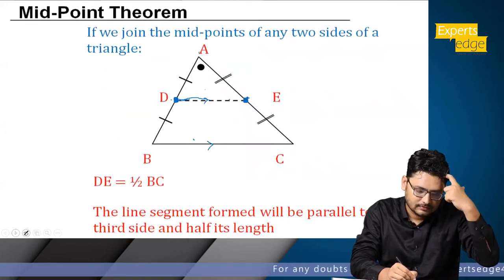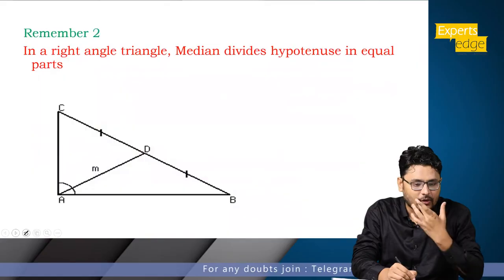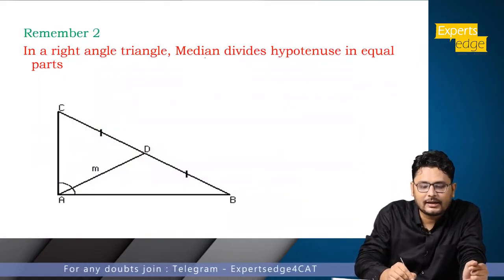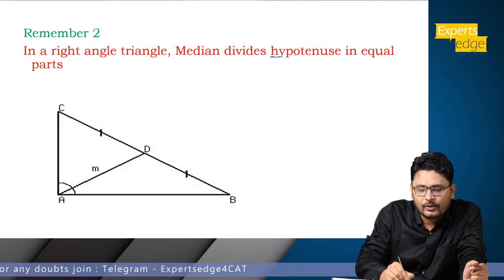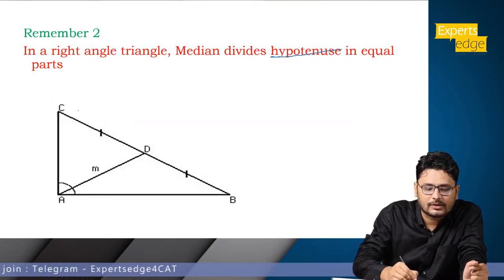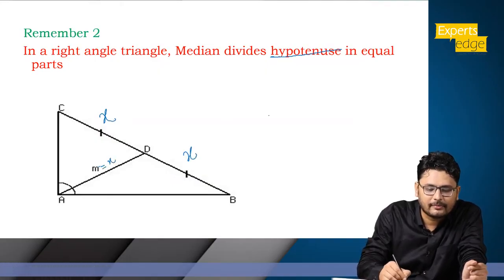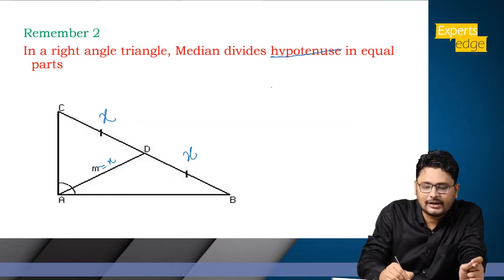This is the theorem. Now also remember a very important point. In a right angle triangle, median divides hypotenuse into two equal parts. ओके, सो अगर ये मेरा x है तो ये भी x होगा और ये मीडियन भी x होगा, और फॉर दैट मैटर m, राइट? बट ये कब होगा? इन ए राइट एंगल ट्राइंगल ओनली.